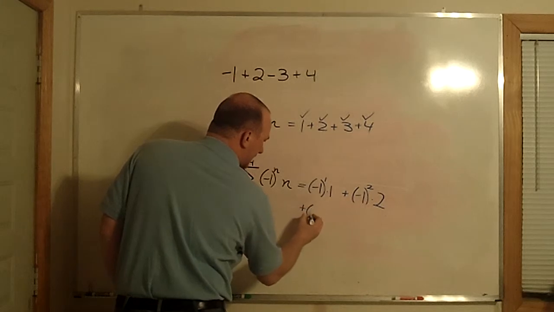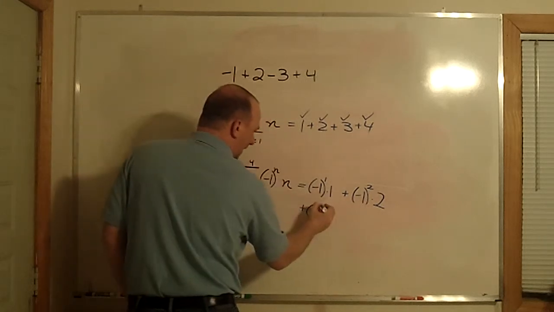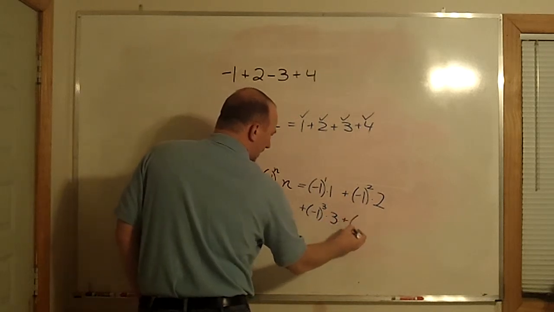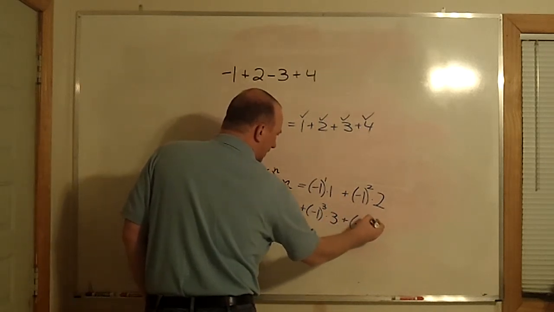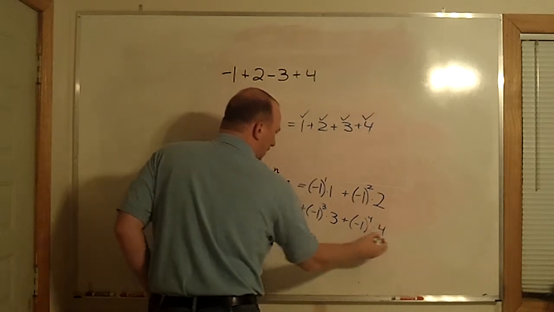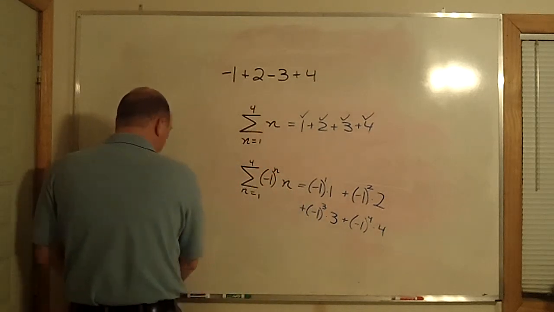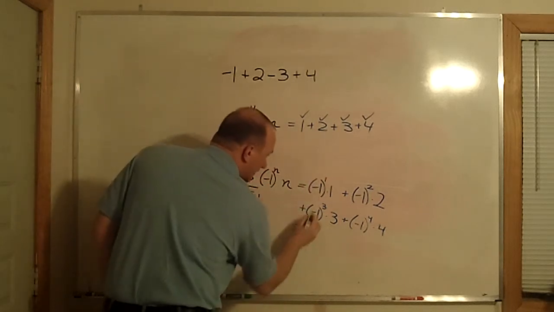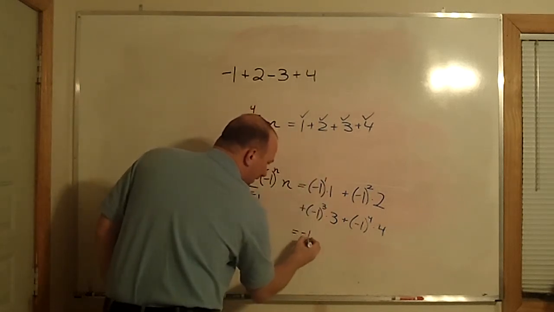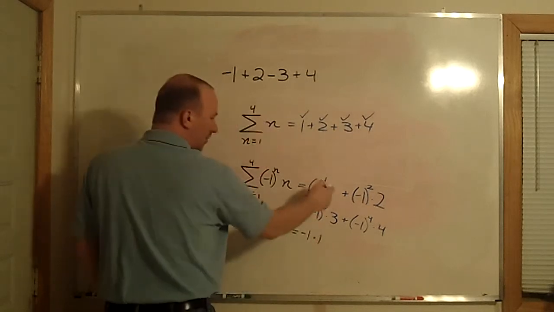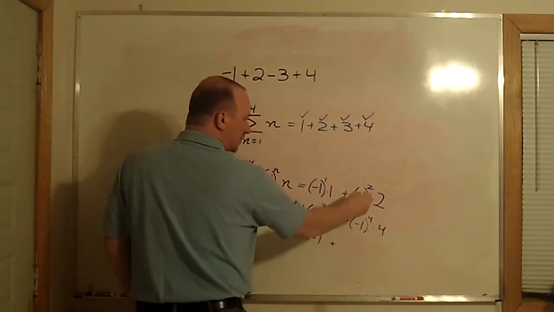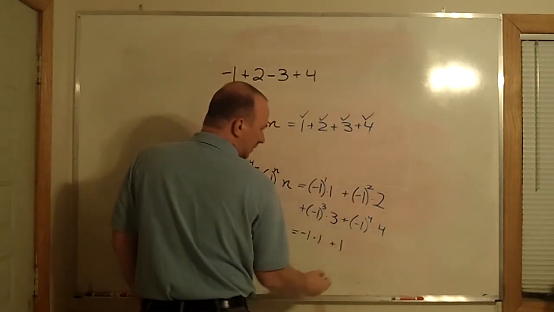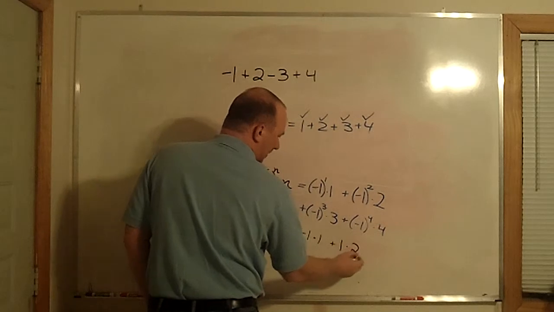You're going to add negative 1, now n is 3, and then negative 1, and n is 4. So watch what will happen. Negative 1 to the first power is just negative 1. You're going to multiply that by 1. Negative 1 squared is negative 1 times negative 1 would be a positive 1. And you're going to multiply that by 2.